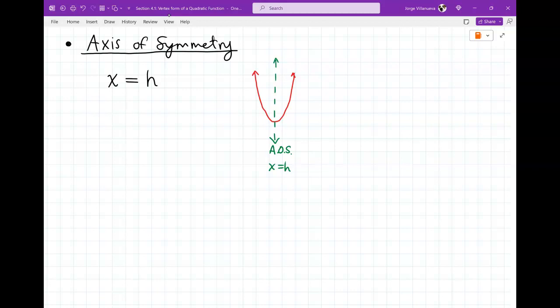So before I move on, does anybody have any questions on any of the definitions? All right, so let's talk about your homework.